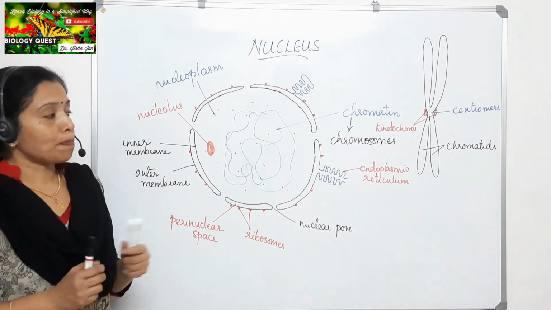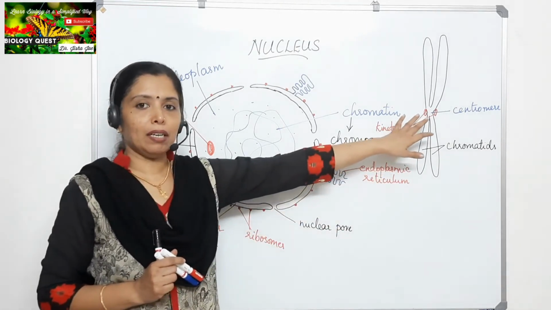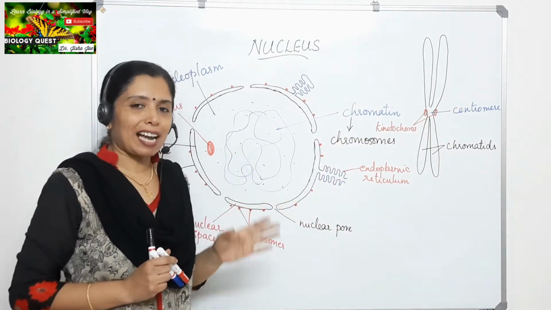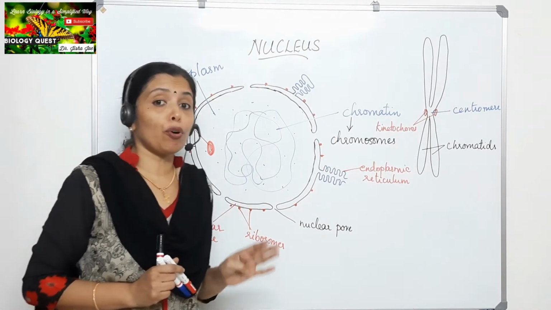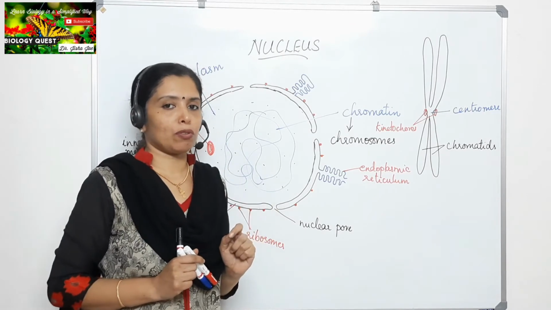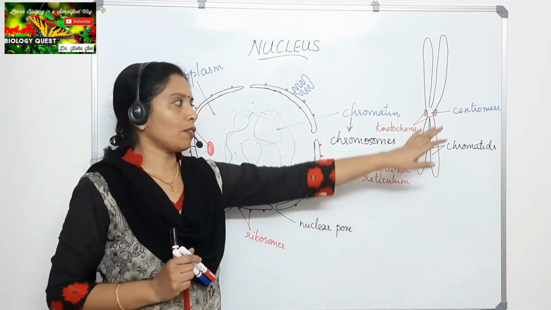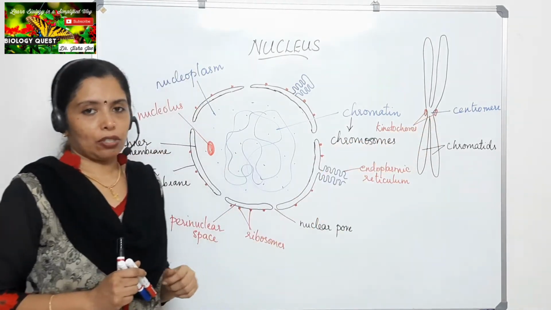Now, based on the position of the centromere, there are 4 different types of chromosomes. How many types of chromosomes? 4 different types of chromosomes. On the basis of what? Based on the position of the centromere.